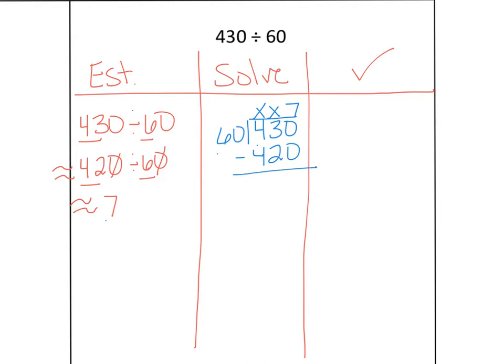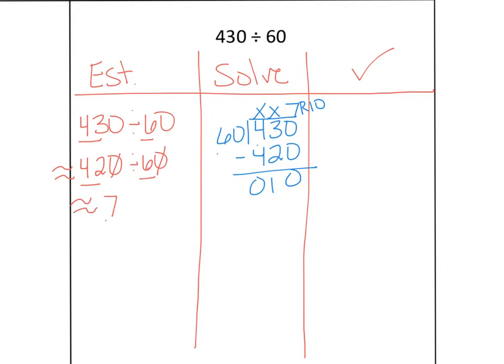Let's subtract. 0. 3 minus 2 is 1, and then 0. So 7 remainder 10. Yes, that R is capitalized. So is 7 remainder 10 close to my estimate of 7? Absolutely. So now let's check our work with multiplication.